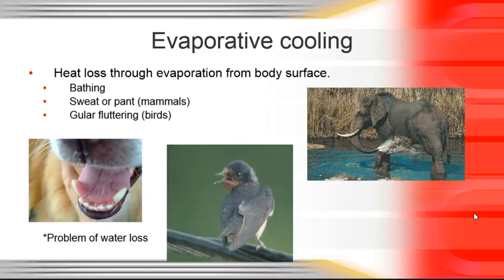Bathing, right? You get wet, the water evaporates off of you. Sweating or panting, okay? That is also going to have that great kind of evaporation effect. Obviously, sweating is going to be more overall, whereas panting is just in the mouth. So the mouth of dogs, for instance, this is a dog's mouth, is going to be highly vascularized. So you've got lots of blood that flows through that area, okay? And then gular fluttering by birds is very similar to panting. Now, there's a huge problem with this, and that is water loss. So obviously, you're not going to be doing a lot of sweating if you live in the desert, or at least you don't want to.